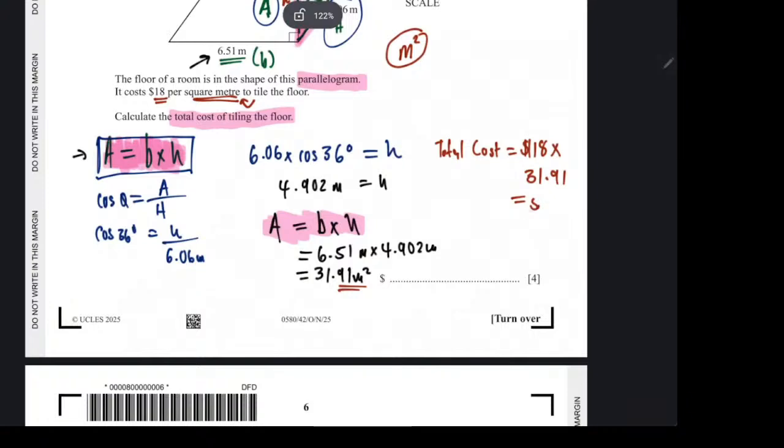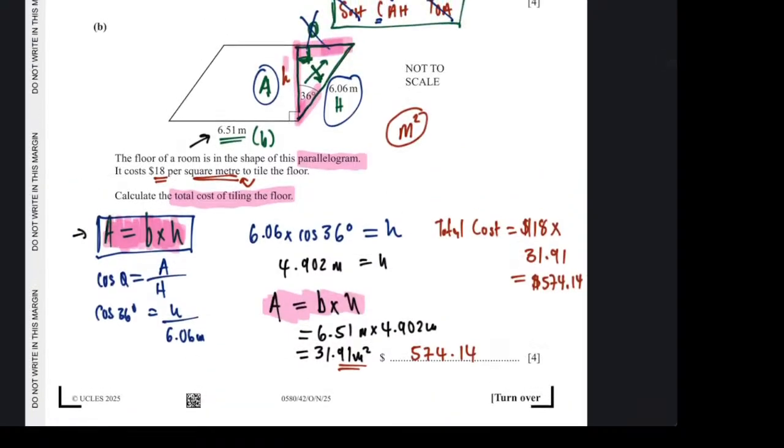Dollars. Okay. $574.14. So 574.14. Then you get your 4 marks. And then I will be a very proud tutor, because I saw you write the formula. Then you started to work from there. You use the formula to navigate. What a very good student you are. Okay? I'll be the happiest man.